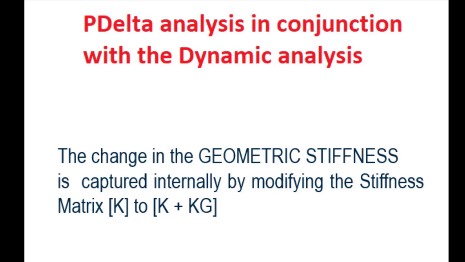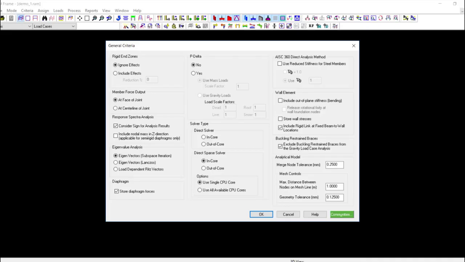Now, in addition to this, you can also control other analysis settings and parameters like using different types of solvers, as you can see here, and changing mesh density. Then if you are performing the steel design in RAM Frame, you can use this reduced stiffness option as per the direct analysis guidelines per AISC code.